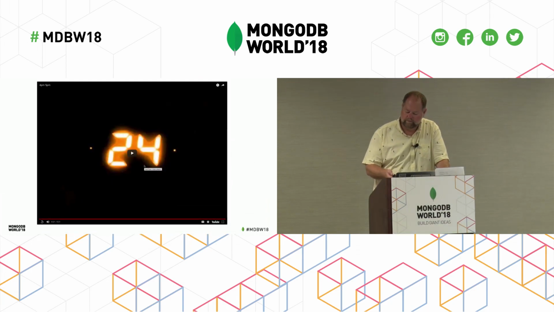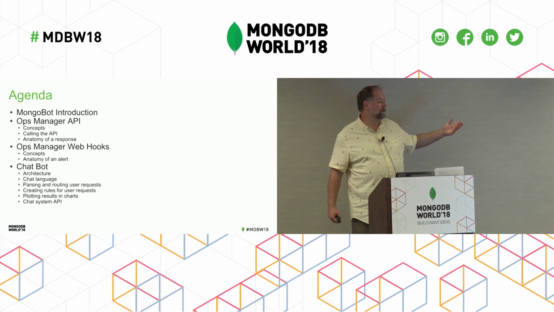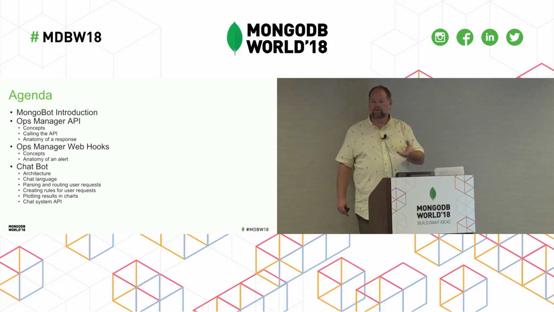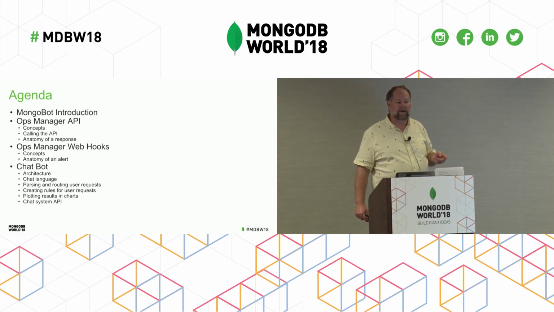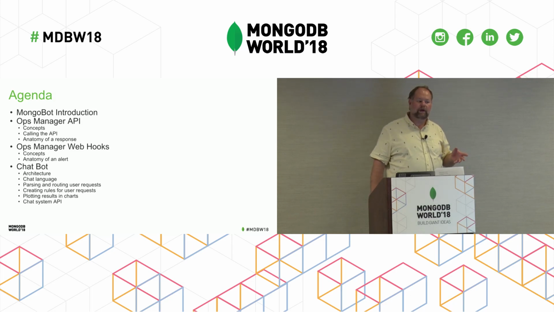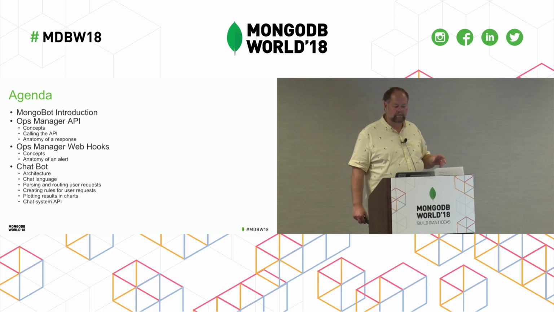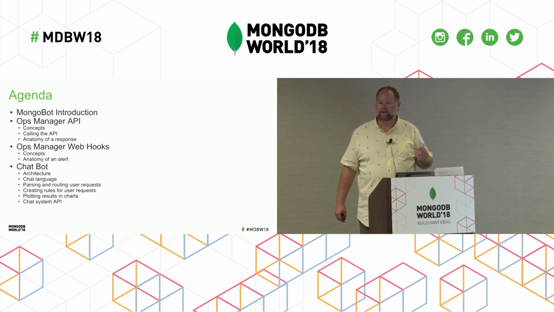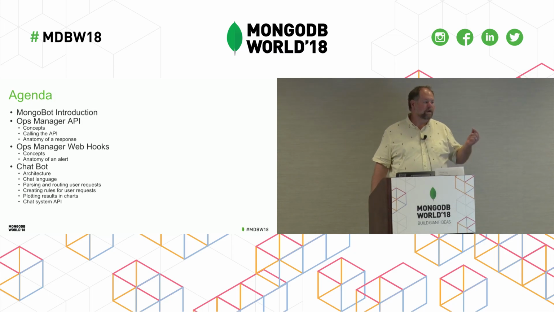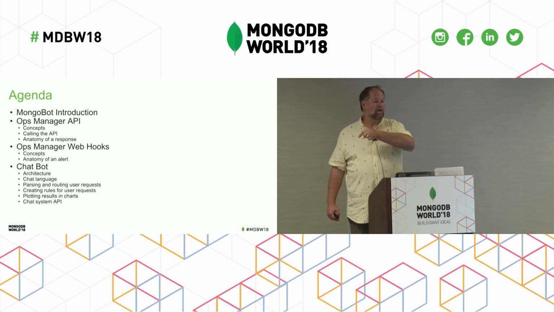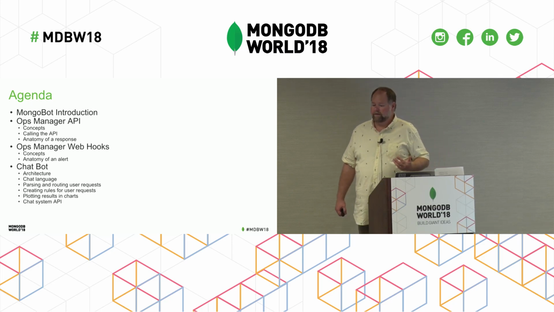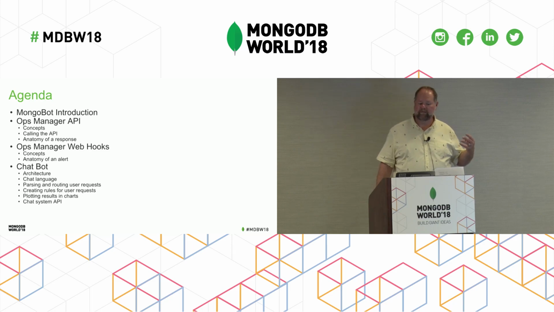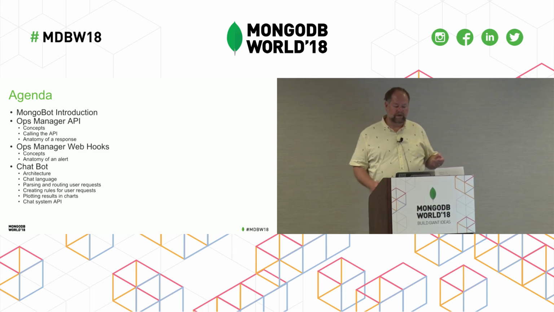Okay, so let's go ahead and talk about the agenda here. First we're going to introduce MongoBot and have a little talk about that. And then, of course, we'll talk about the Ops Manager API. MongoBot relies heavily on this API in order to accomplish all of this. Ops Manager webhooks. When an alert fires in Ops Manager, we can tell it to send that alert back to us, i.e. the MongoBot, and take the action that we want to take on that alert. Finally, the chatbot, and there's a lot to cover there, including the architecture, the chat language that's been invented for this, and several other things.